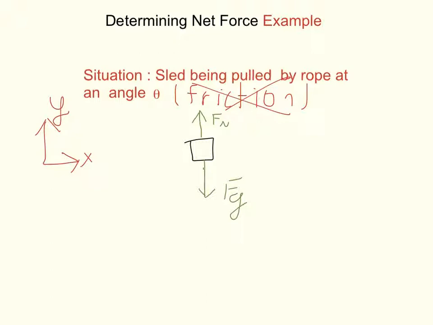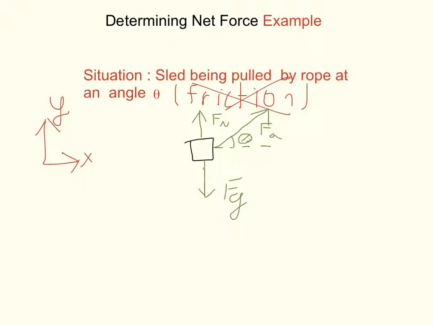And the last force we would need to include is the force of the rope pulling on the sled. That would be Fa. And I'm just going to make a note that it's being pulled at an angle. Most of the time, those angles will be referenced from the positive x-axis. So there's theta.